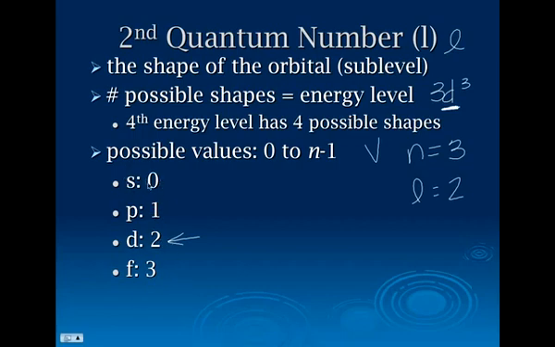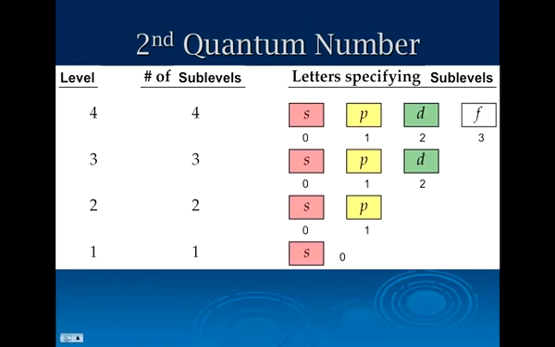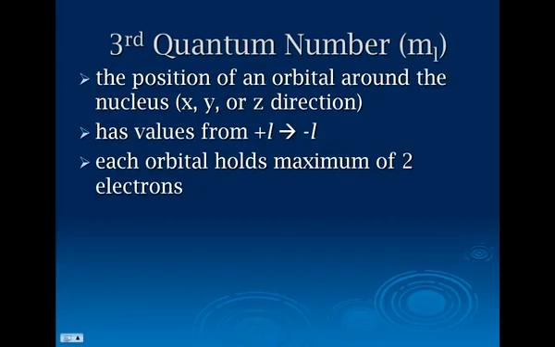Anytime you're in an S, it has an L value of 0. Any P has an L value of 1. Look at that, the 1 and the L look exactly alike. And D has an L value of 2. And these are just some possible L values. If you want to write them down, you can, but it's not necessary. The third quantum number is M subscript L, or M sub L.